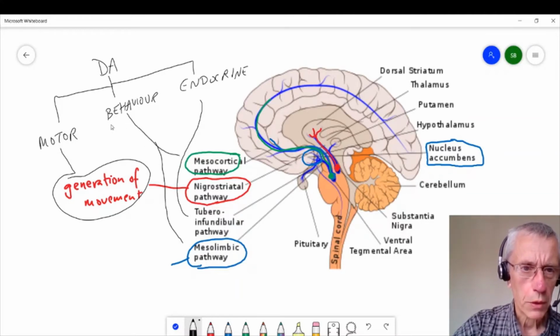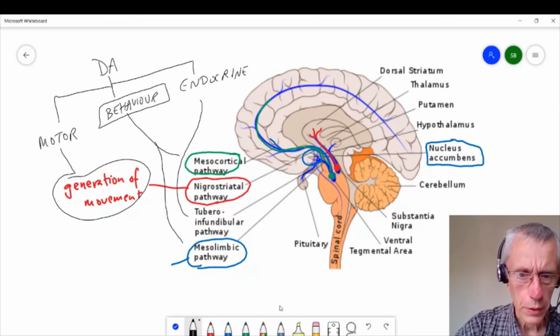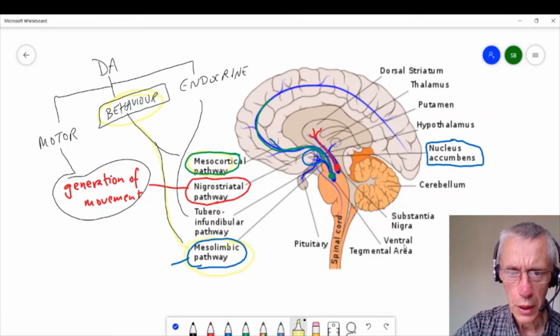So when it comes to addiction, this is the system that we're particularly interested in here. Behavior, and it's linked with the mesocortical, but more importantly perhaps with the mesolimbic pathway. This projection from the ventral tegmental area here to the limbic structures here, which control emotion and motivation.